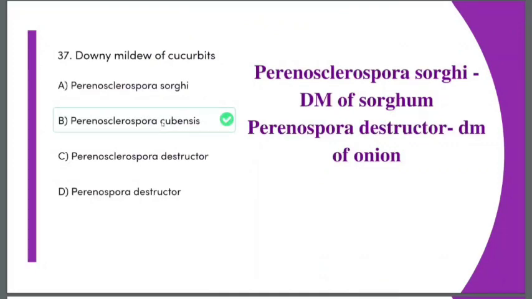37th question is of pathology. Downy mildew of cucurbit is caused by Pseudoperonospora cubensis is the correct answer. Peronosclerospora sorghi causes downy mildew of sorghum, and Peronospora destructor causes the downy mildew of onion.